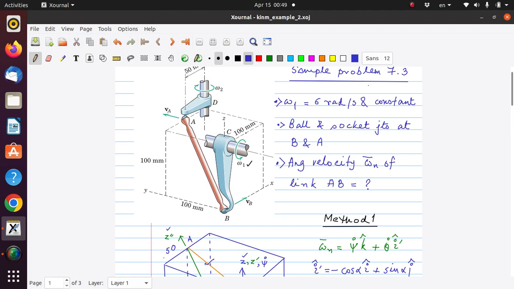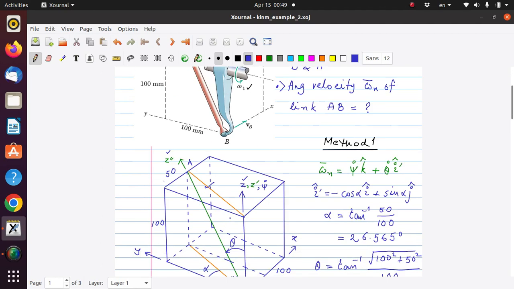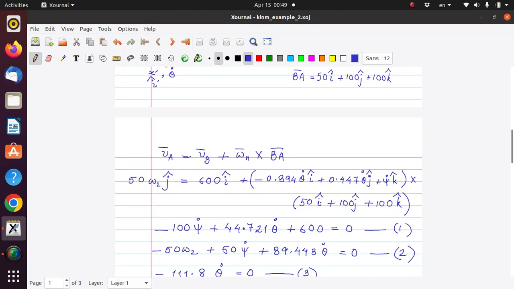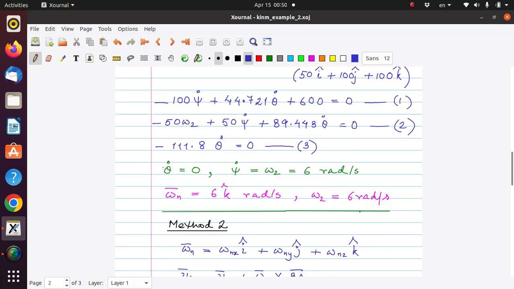Omega 1 is 6, this is 100, 6 into 100 in the positive x direction, and this is omega n cross BA. So here we have three unknowns: omega 2 is one unknown, theta dot is one unknown, and psi dot is another unknown. So from these three equations you find theta dot equal to 0, psi dot equal to omega 2. Psi dot and omega 2 are the same and they are 6 radian per second.